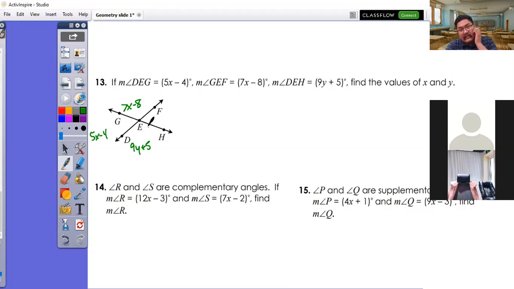All right, let me think. This one might not be so tough because we have a lot more things to work with. So looking at it here we have a straight angle, right? So those two should add up to 180 degrees. 7x minus 8.